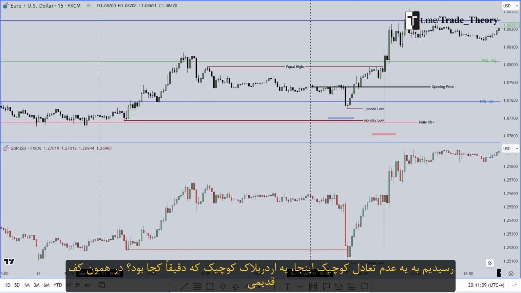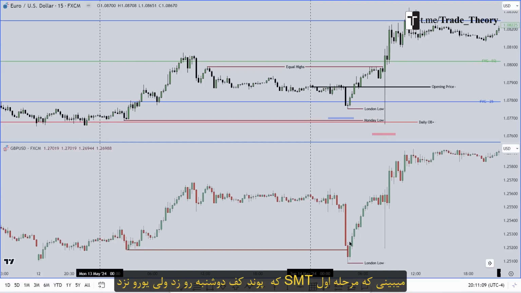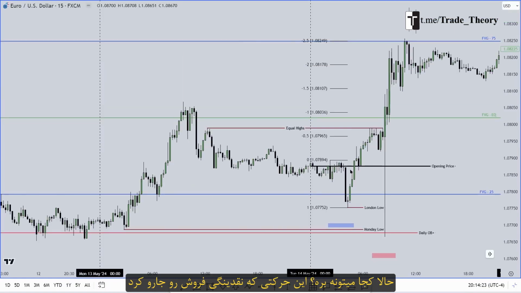Generally, when you have an explosive move or an expansion in one direction, you will see two stages of SMT. We had the first stage SMT here, where the pound swept Monday's low, whereas the euro failed to. And then when the news released at 8:30, we failed to sweep London's low with the pound, whereas euro swept London's low. Now, where can it go?